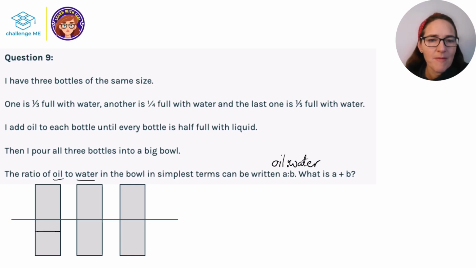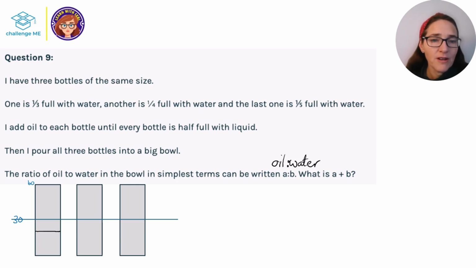So I'm going to choose a number for the capacity of each bottle. I decided to choose a number that divides by all of the denominators 3, 4 and 5, and I've chosen 60, which is the lowest common multiple. Any number that's a multiple of 60 would work. So our halfway line is 30.